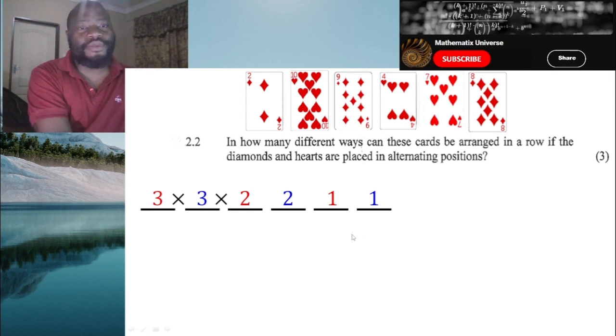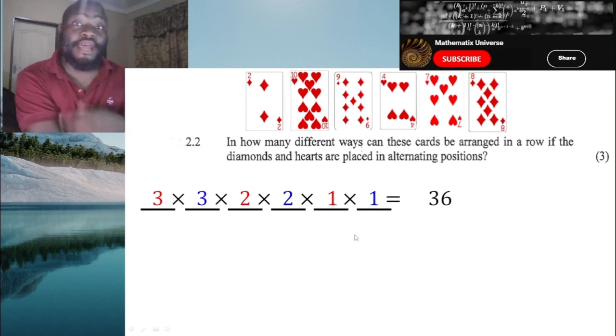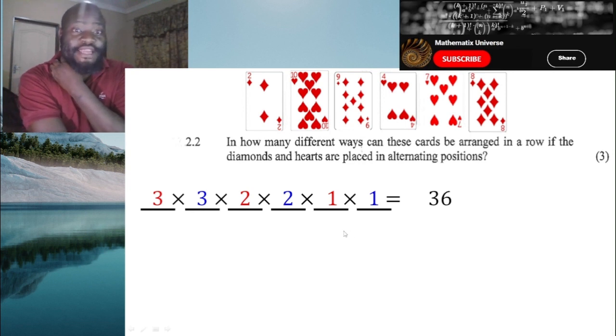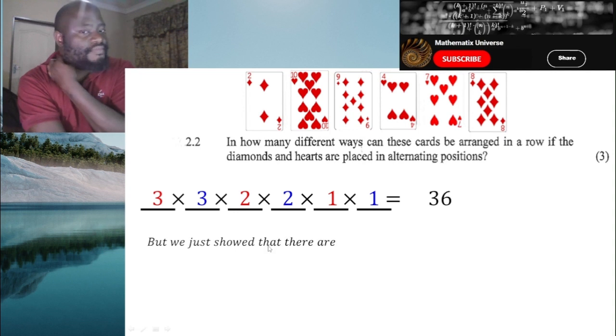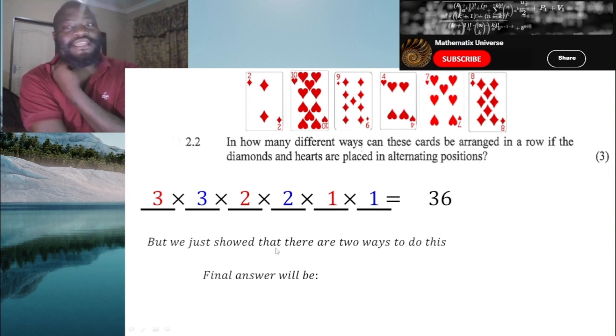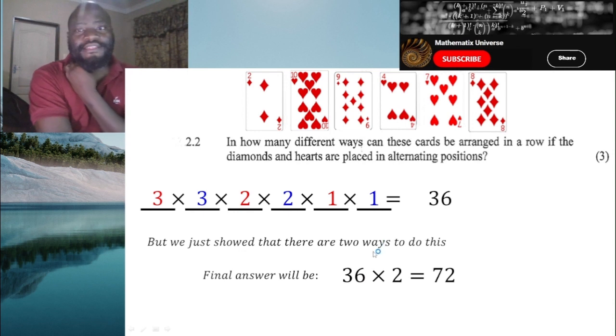Then we take these, we multiply them together. And then this gives me an answer of 36. But now you must remember that we said there are 2 ways this can happen. We could have started with the blue D's. So it could have been blue 3, red 3. So it means there are 2 ways that we just showed. So it means the final answer will take that 36 and then we multiply it by 2, and then the final answer will be 72.